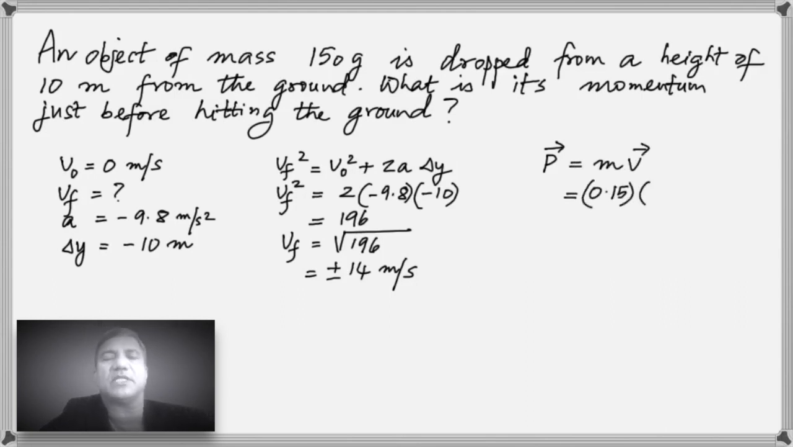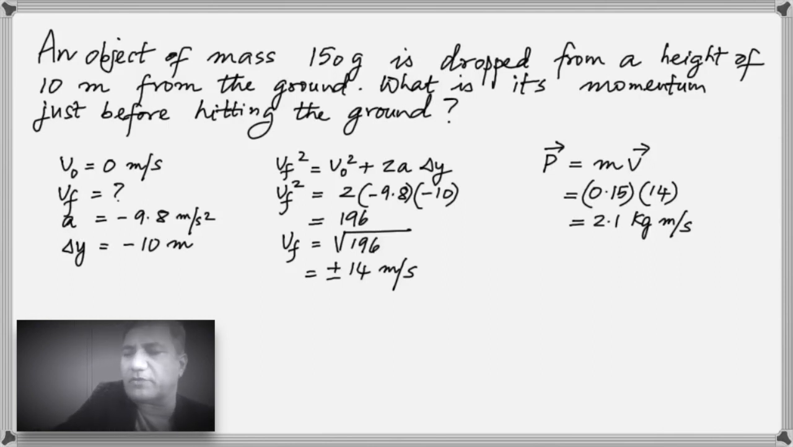Therefore, the momentum is mass times velocity. And remember to convert the 150 grams into kilograms. So the momentum is 0.15, because the mass has got to be in kilograms, times negative 14 actually. So momentum is a vector and should be negative 2.1 kilogram meter per second. So strictly speaking, this is supposed to be negative, okay? So let me just put a negative there because the velocity is negative. You're going to get negative 2.1 kilogram meter per second.